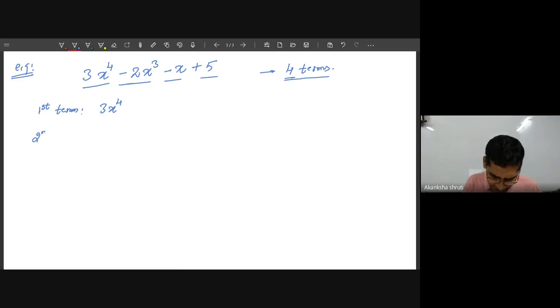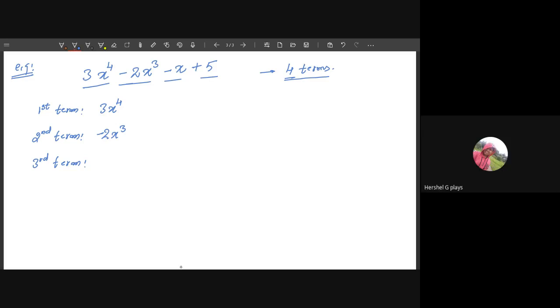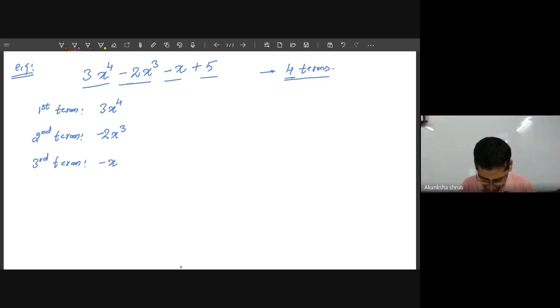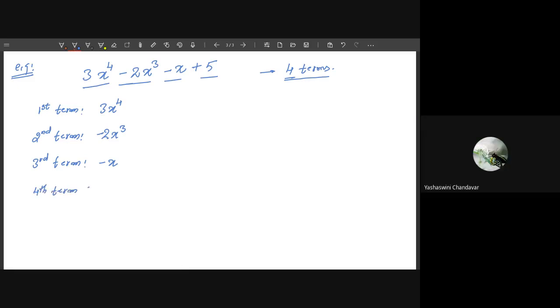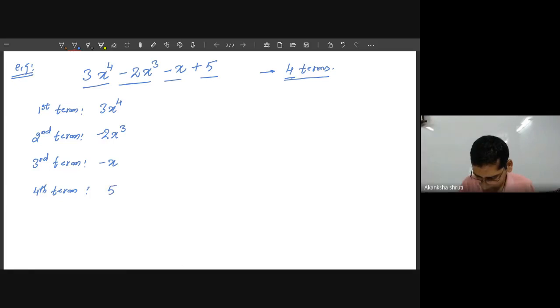Anyone is asking you the second term. A student, for expressing this as a term, the expression should be in decreasing order of their degree. Okay? Minus 2x cube. Good. It is minus 2x cube. What is our third term? Others, what is the third term? Minus x. Very good. What is our fourth term? 5. Good. It is plus 5, or simply we can write it as 5.